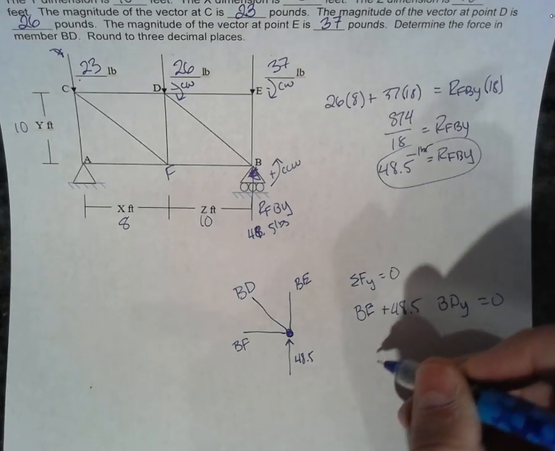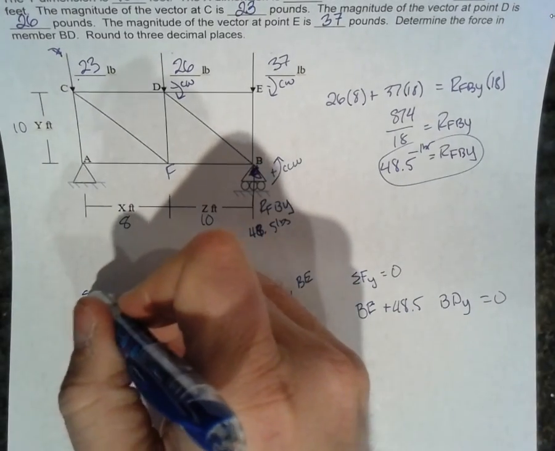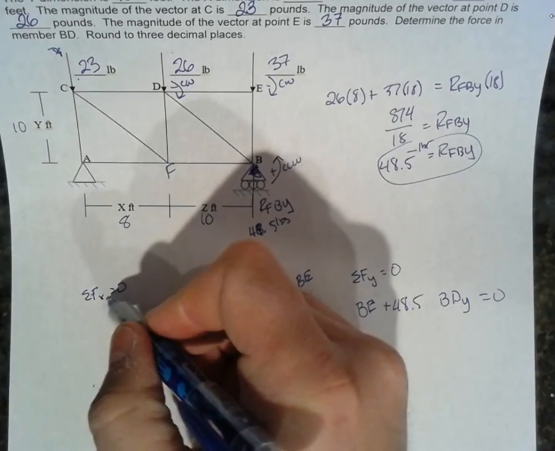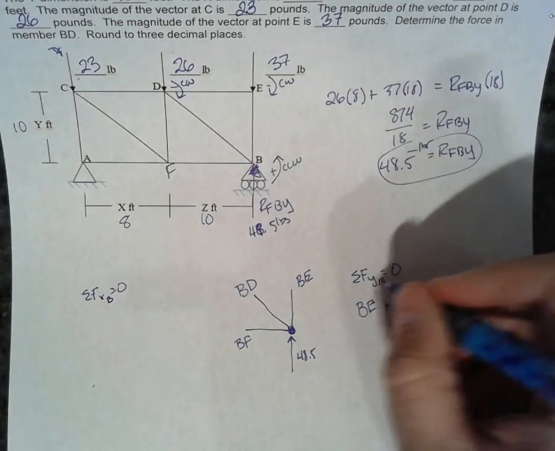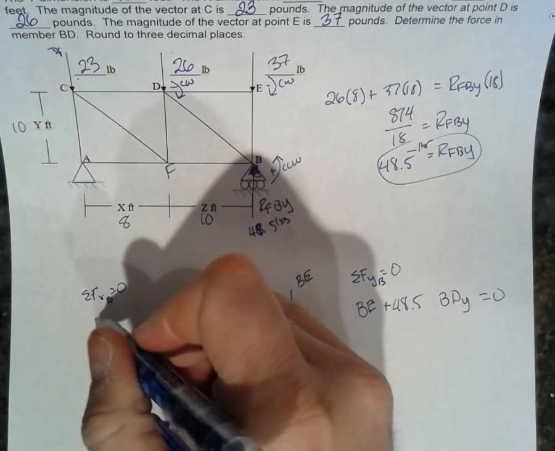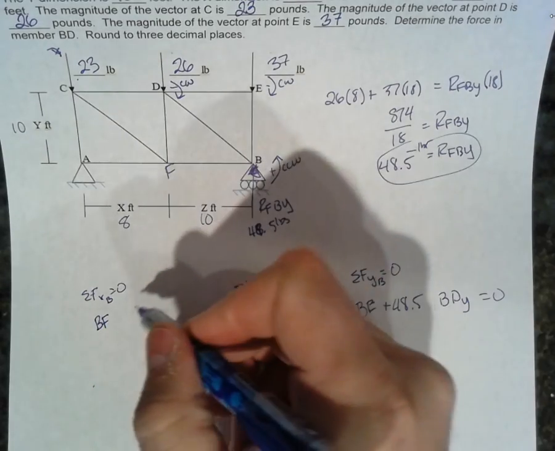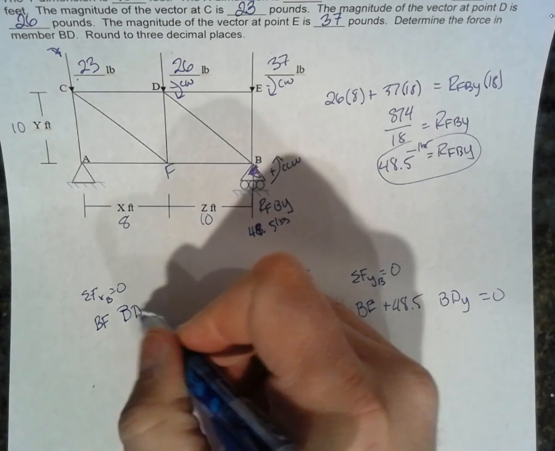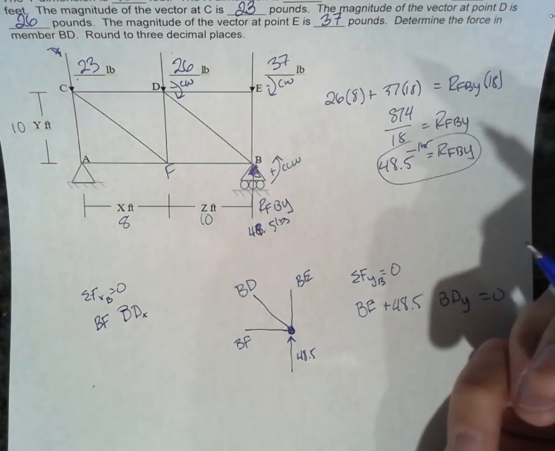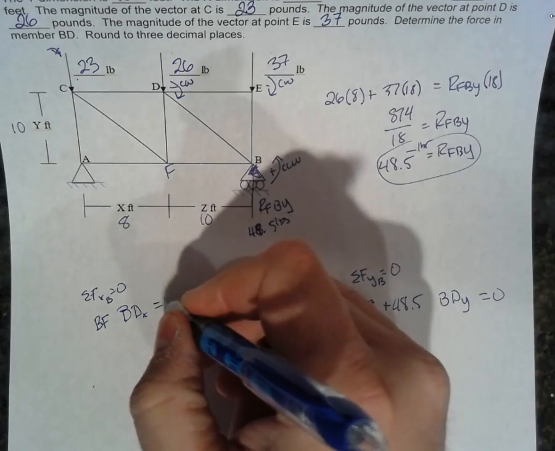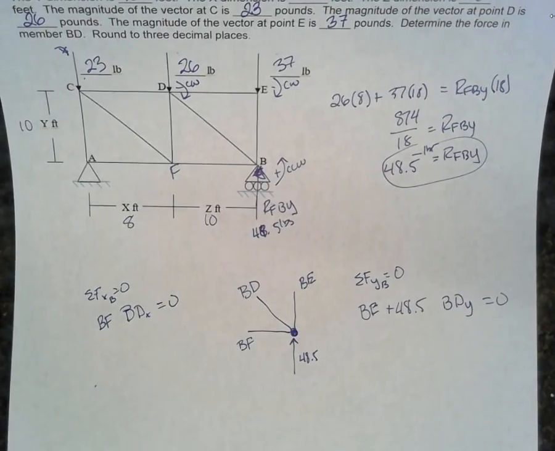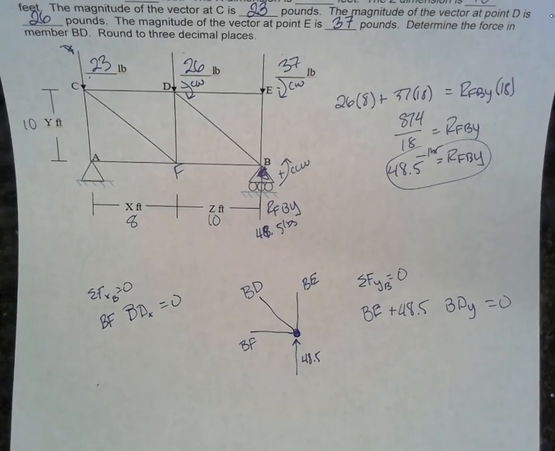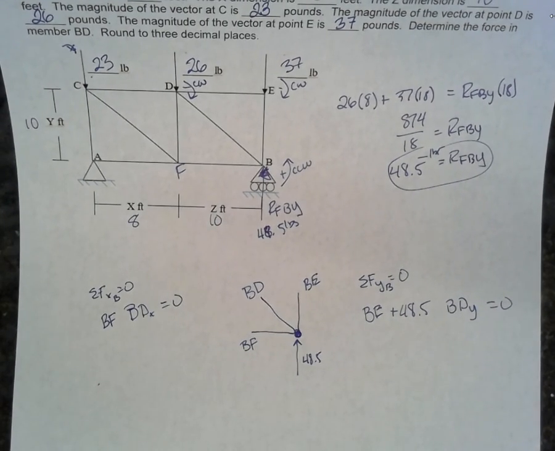And similarly, if I look over here at the sum of the forces in the X happen to be zero at point B, yes, I forgot to put point B here, I've got BF. I've got BD in the X. And that's it. So somehow they have to equal zero, but I don't know directions of those. So actually, I can't solve this unless I go outside of B.